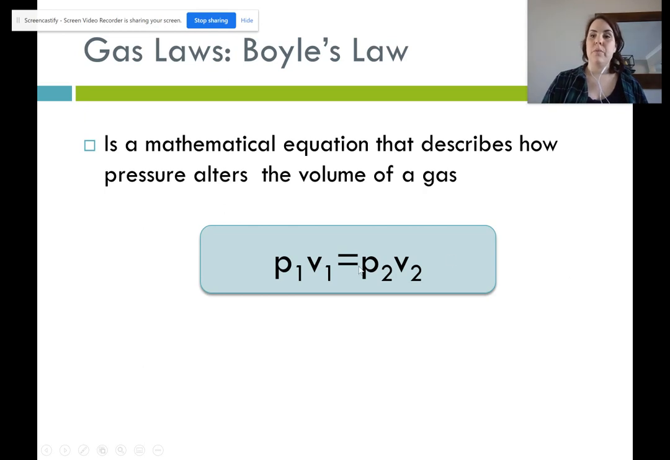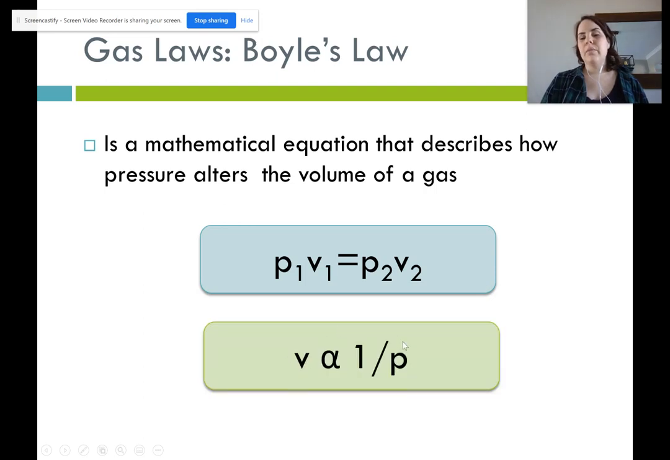So the first one we learned was Boyle's law, which is how pressure and volume are related. P1V1 equals P2V2. And what we said is volume and pressure vary, and this symbol right here means vary or changes with an inverse relationship. So that means those two variables work in the opposite direction. So if pressure increases, our volume is going to decrease. Or if pressure decreases, our volume is going to increase. They're moving in opposite directions.